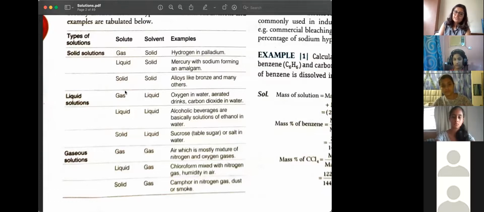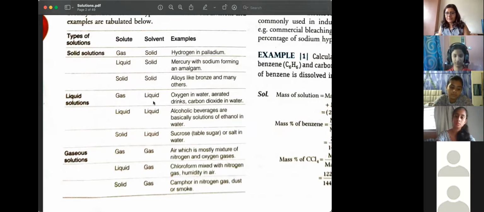Then liquid solutions, this is what we are most familiar with. Gas and liquid, like sodas and aerated drinks, have carbon dioxide, that's the gas dissolved in liquid. That's what gives you the fizz. Liquid in liquid, like alcoholic beverages, or if you add a syrup or squash to water and make juice, that's liquid and liquid. Solid in liquid, like sugar solution, salt solution, things like that.